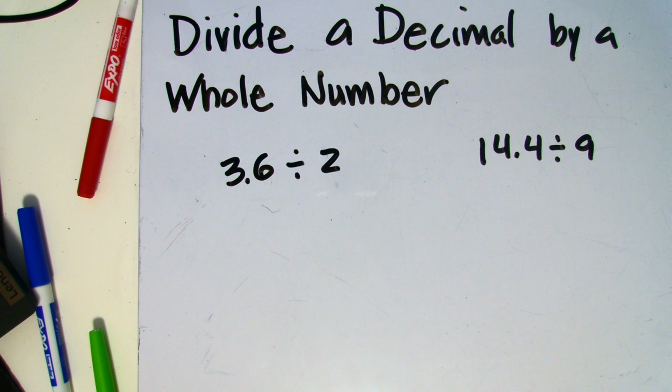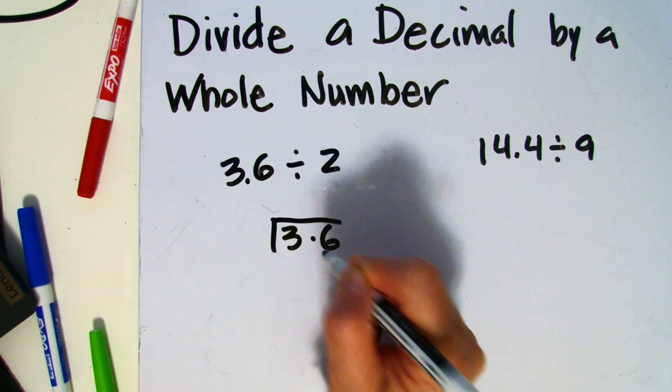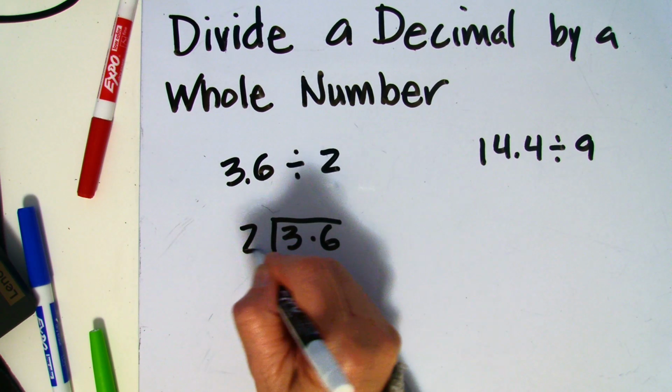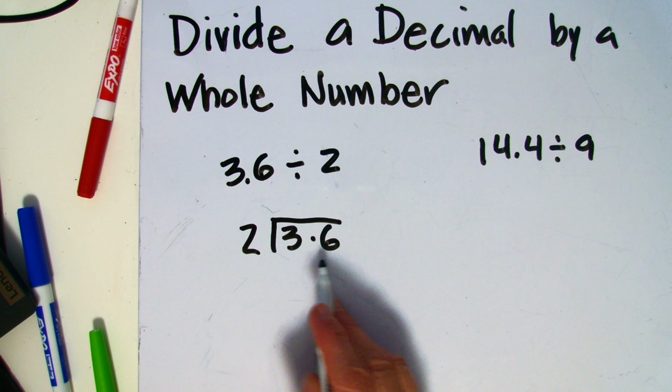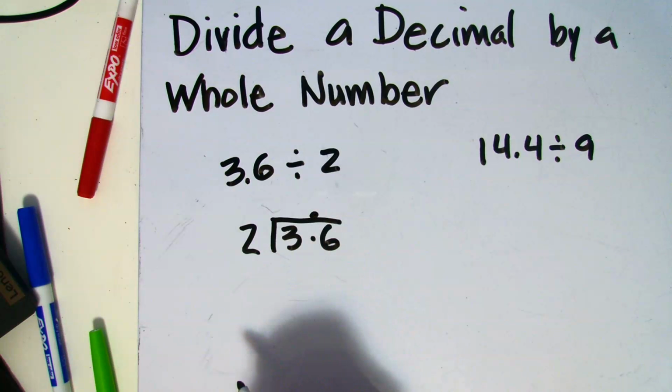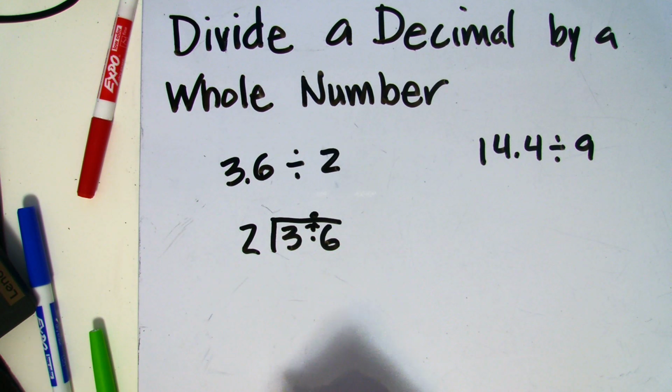In this example, we have problems in which the dividend has a decimal point and the divisor is a whole number. We're going to set it up as a division problem like we would similarly with whole numbers. The dividend goes under the division sign, and the divisor is on the outside. Now, when the dividend has a decimal point, we're going to bring it up to the quotient. So we're just bringing it up so that it's visible when we calculate the quotient. Now I'm going to ignore it.